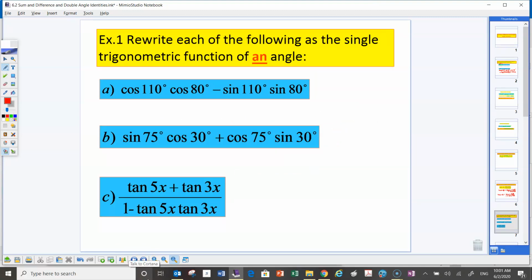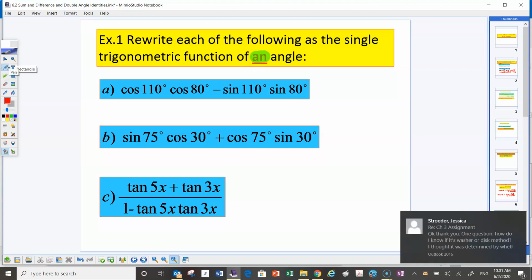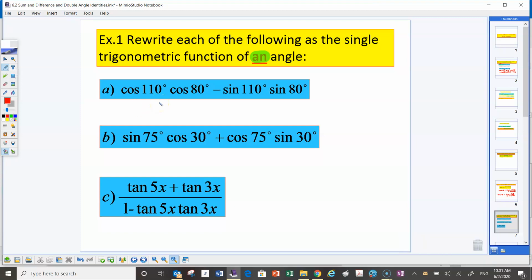Now, in our first example, we want to rewrite each of the following as a trigonometric function of a single angle. So for example, cos of 110 times the cos of 80 minus the sine of 110, the sine of 80. Notice that this follows the pattern cos, cos minus sine, sine. So this is definitely a cosine expansion. And if it's minus in the expansion, that means that it is plus in the condensed form. So therefore 110 plus 80 would be the cosine of 190 degrees.